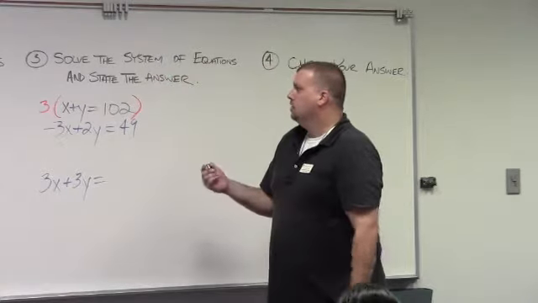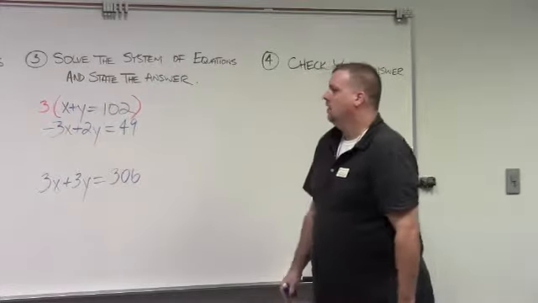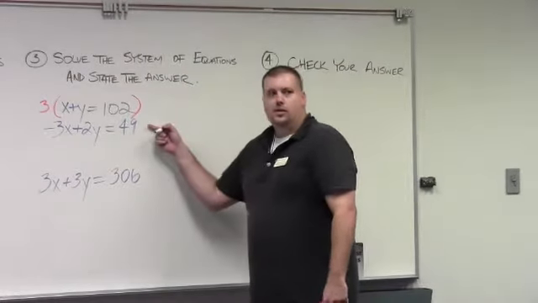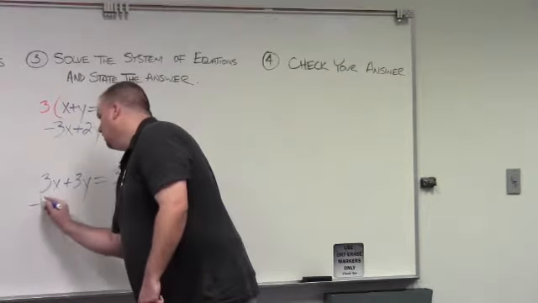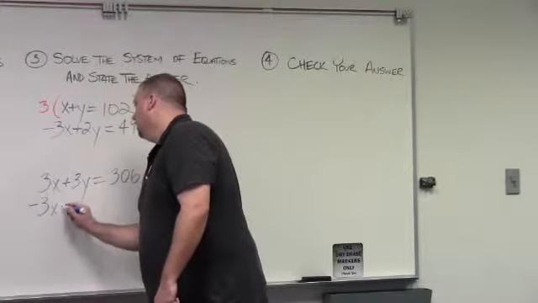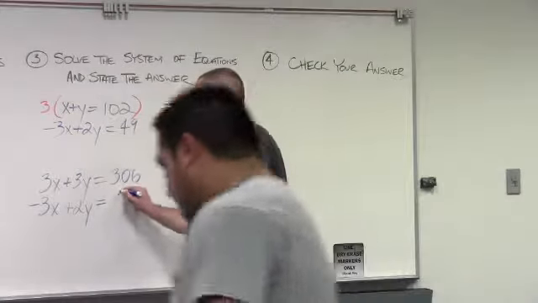And 3 times 102? 306. I didn't change the second equation at all, right? So I'm just going to rewrite that one. Negative 3x plus 2y equals 49.